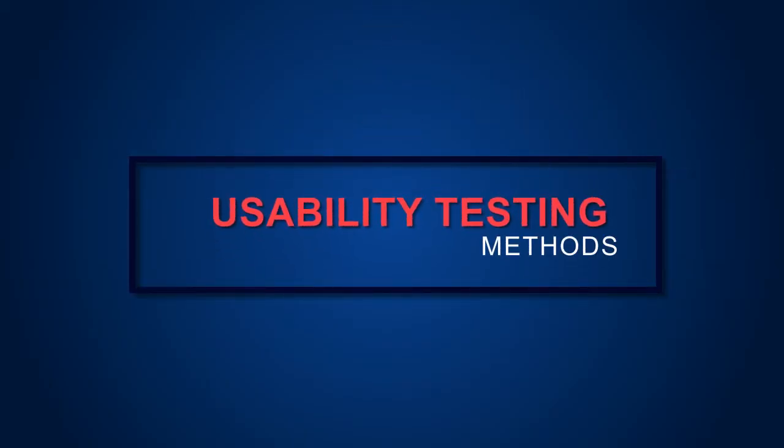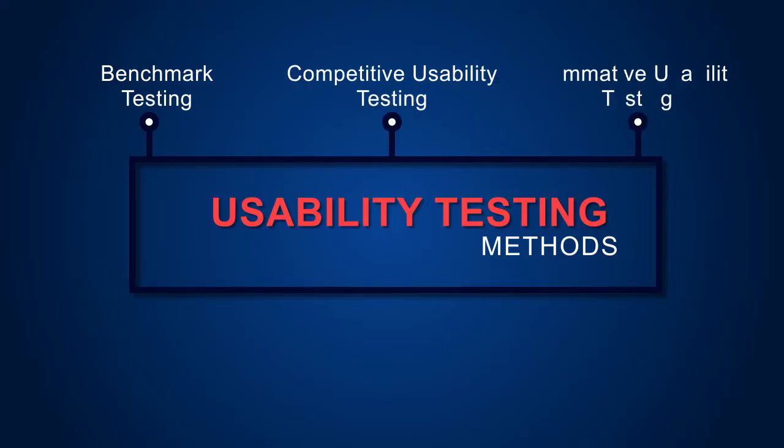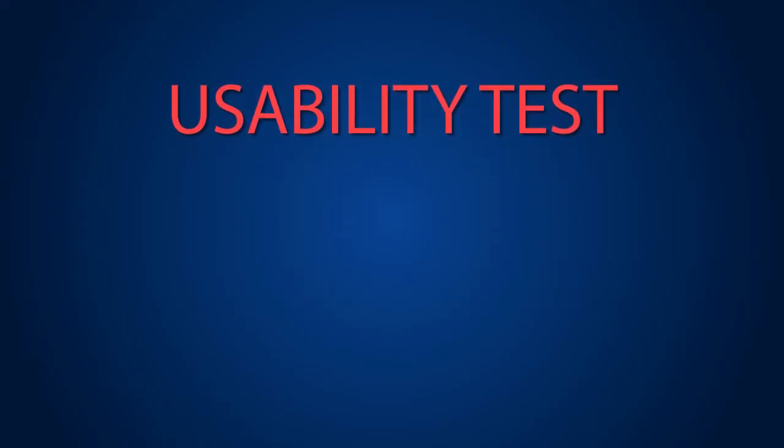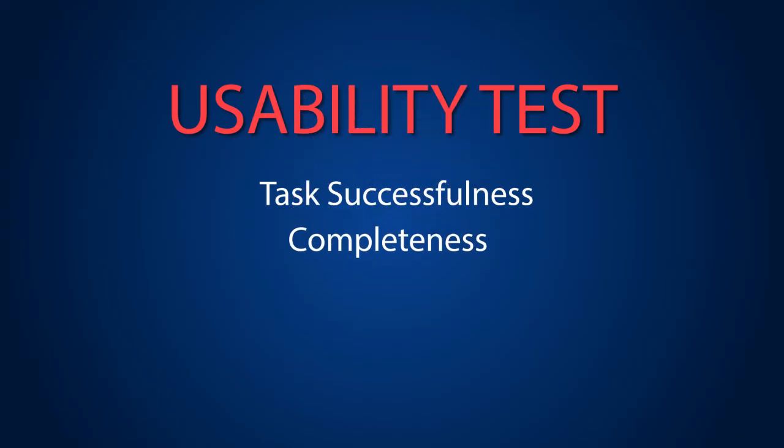Next, the second method, usability testing with users, such as usability testing, benchmark testing, competitive usability testing, summative usability testing, remote evaluation, think aloud testing, and the last one, Wizard of Oz. These methods contrast with the first one, which refers to evaluating a product or service by testing it with representative users. During a usability test, we will learn if users are able to complete specified tasks successfully and identify how long a user takes to complete specified tasks.